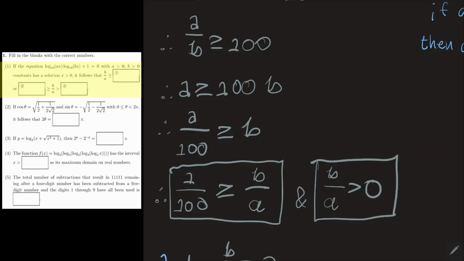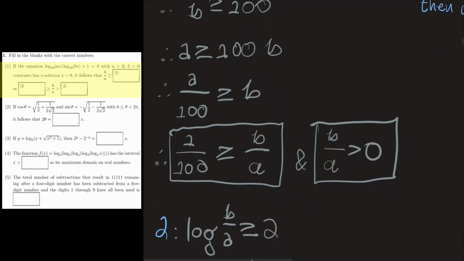And also, here's the thing. The question says that a is greater than 0 and b is greater than 0. Therefore, it kind of goes without saying that b over a must be greater than 0, right? If this is a positive term and this is also a positive term, then this fraction has to be a positive term. And so we found both of these bounds. We have 1 over 100 is greater than or equal to b over a, and b over a is greater than or equal to 0. So that's two parts of the answer to this question.